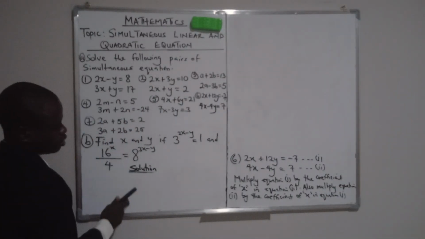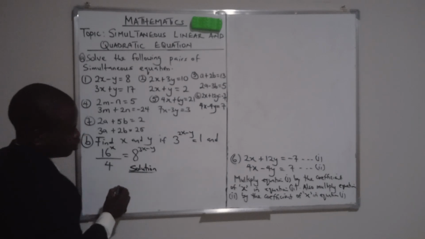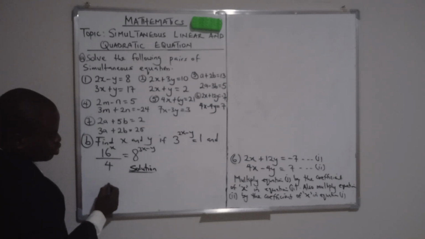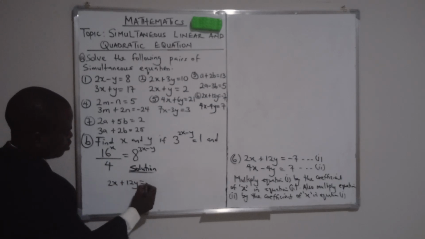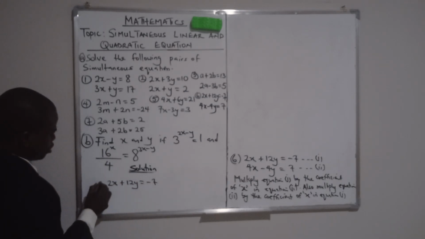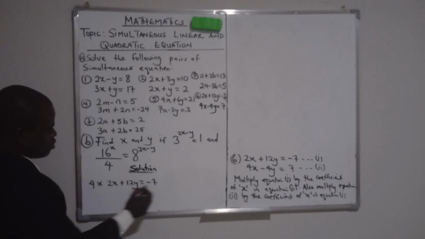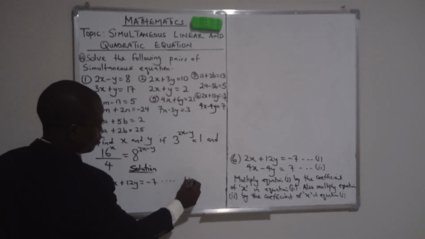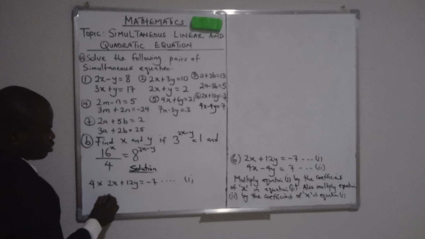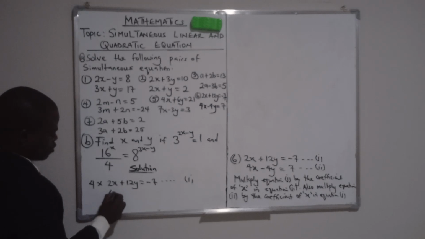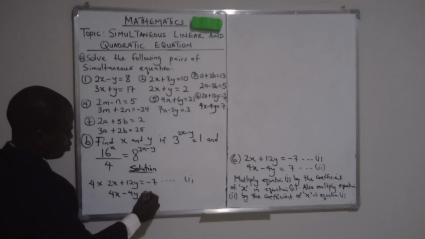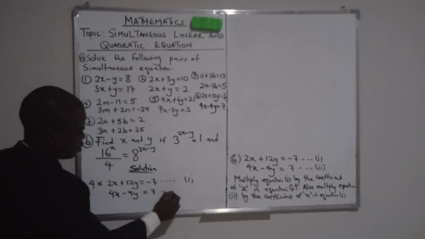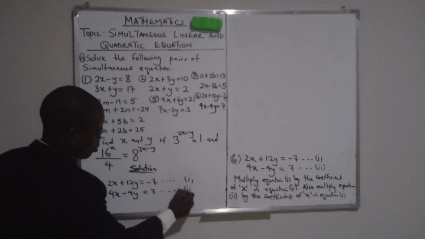When you do that, you're having 2x plus 12y equals to minus 7. Coefficient is times 4. That's equation 1. And also we're having 4x minus 4y equals to 7, equation 2.